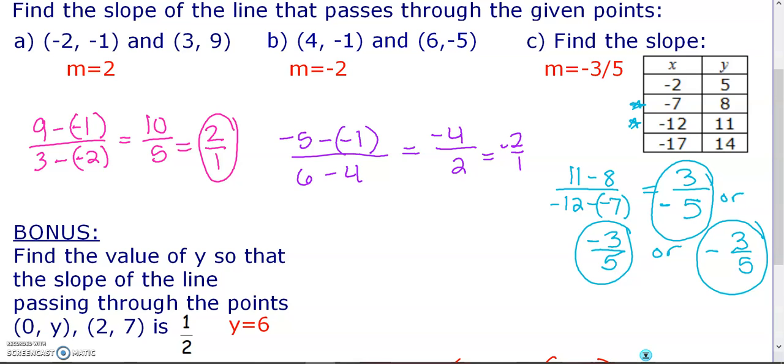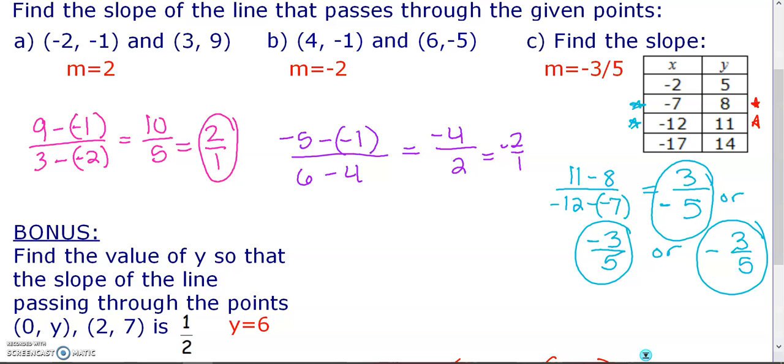Okay, you have your answer for A, the slope is 2 or 2 over 1. For B, our slope is -2 or -2 over 1. When we take a look at C, it says find the slope. And here we have a whole big chart. We picked 2 values. I picked the middle ones this time and went ahead and found my slope.